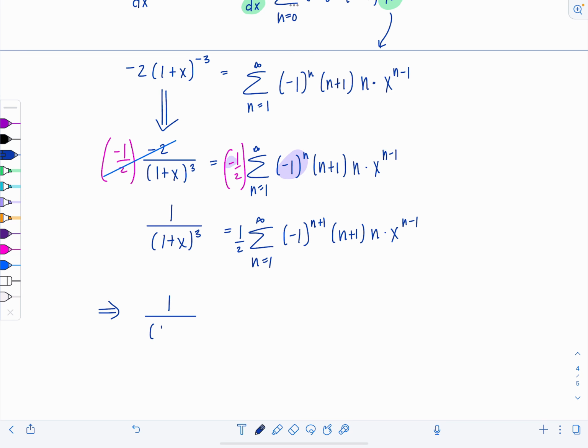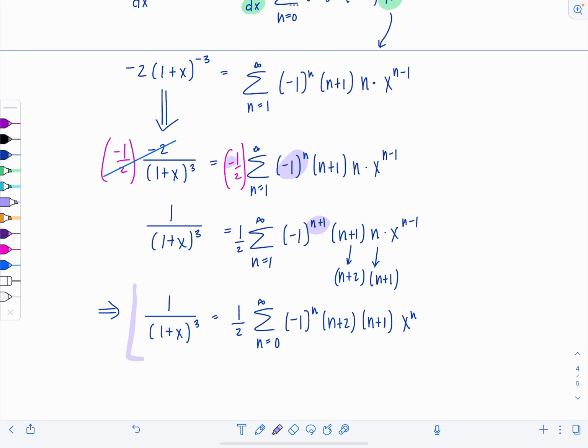1 over 1 plus x cubed is, just leave the 1/2 out there, right? There's no 2 inside to combine it with. Start at 0. We talked about this. This is going to become negative 1 to the n plus 2, but that's just the same as negative 1 to the n. This is going to become n plus 2. This is going to become n plus 1. Okay? And then you'll have x to the n.